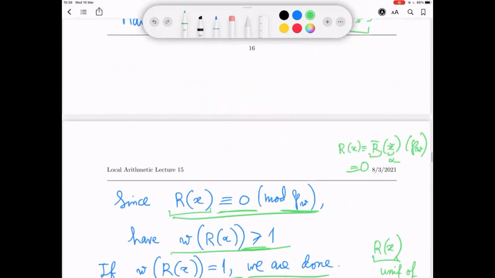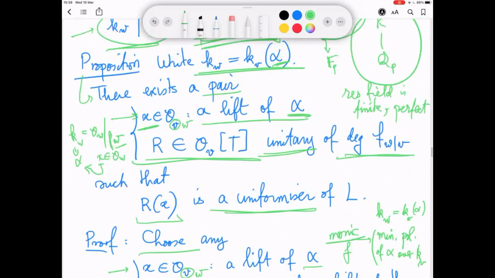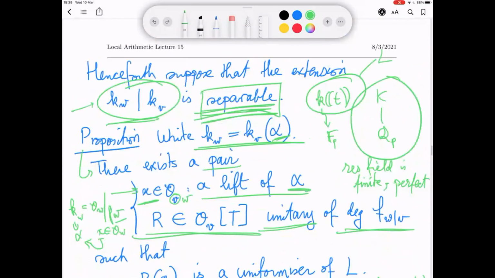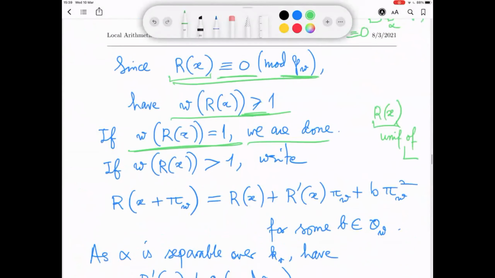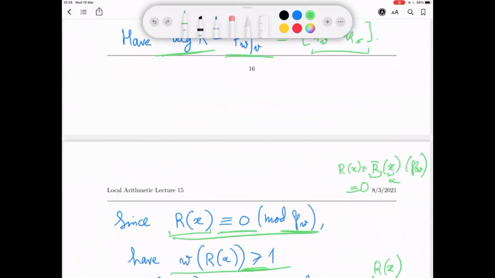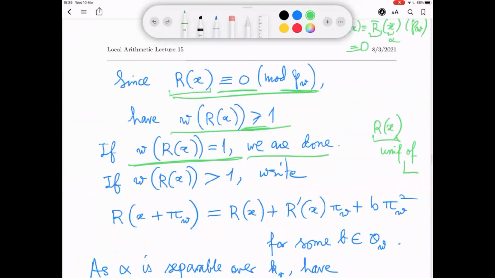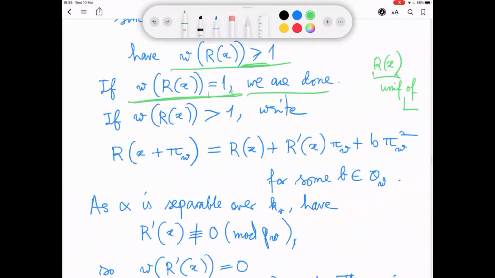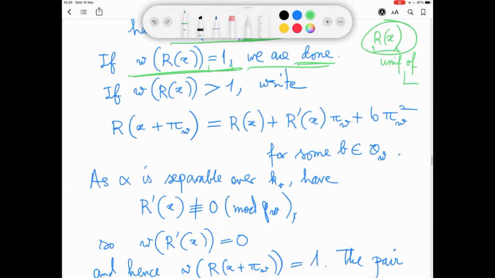Now here, one has to be slightly careful. W has to be normalized because I'm talking about the valuation. So W is such that K_W star, it's surjective, W of a uniformizer is equal to one. That's how you normalize this. So that's why I'm saying that if the valuation is equal to one, then it's a uniformizer. So we are done because we want some R(X) to be a uniformizer of L. What happens if W of R(X) is strictly greater than one?